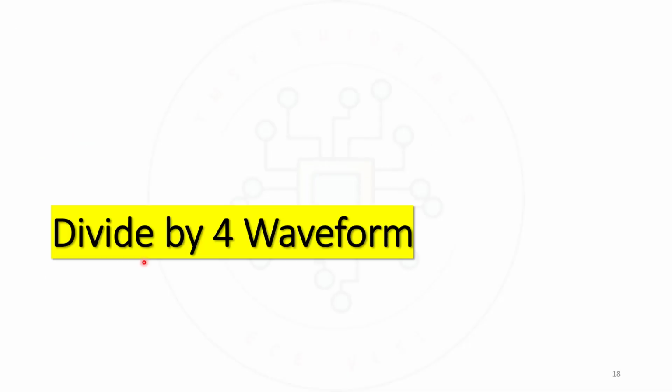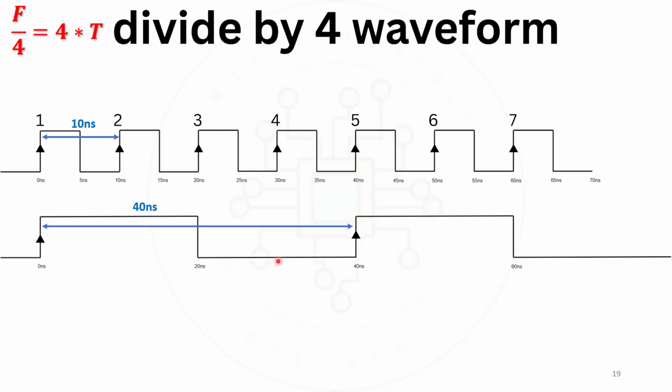Now let us see what a divided by 4 waveform is. If you are dividing frequency by 4, the time period will get multiplied 4 times. Again I am taking the same example where the time period is 10 nanoseconds. Now as I am doing divide by 4, simply the time period will be 4 times. So 4 into 10 will be 40 nanoseconds. So see the waveform that we are getting as the output will have a time period of 40 nanoseconds, meaning simply it is divided by 4.